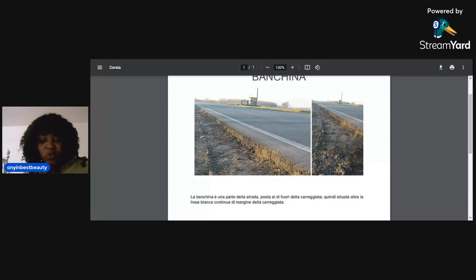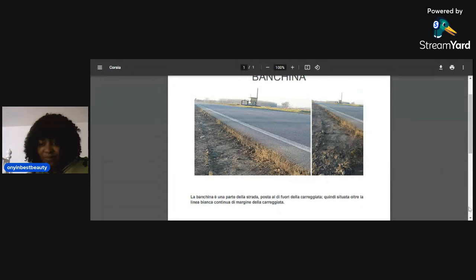Quindi situata oltre la linea bianca continua. So it is situated, it is seen outside of the continuous white line, at the margin of the carreggiata. Banchina is part of strada outside of the carreggiata. It is seen outside the continuous line.